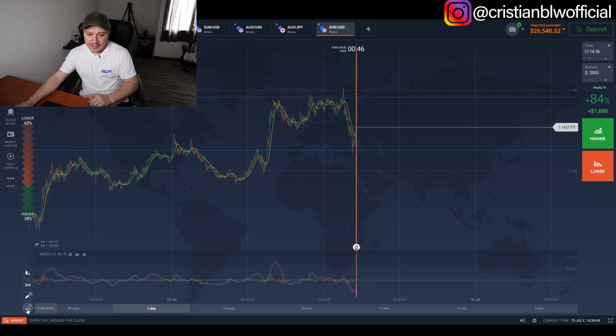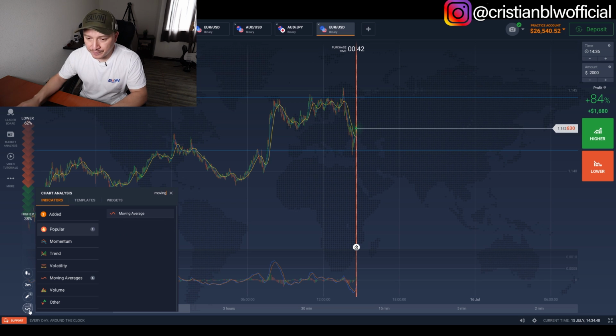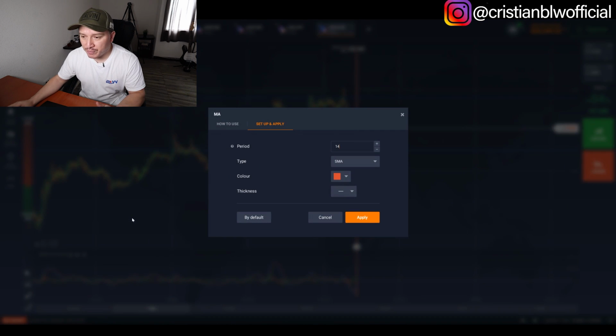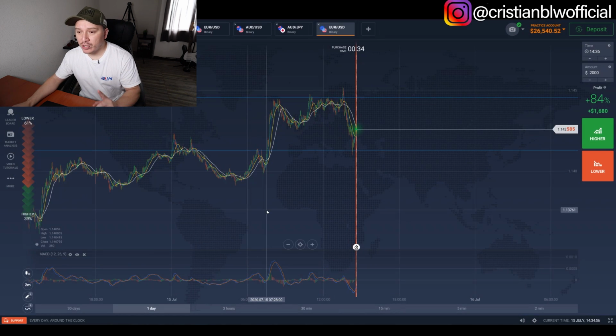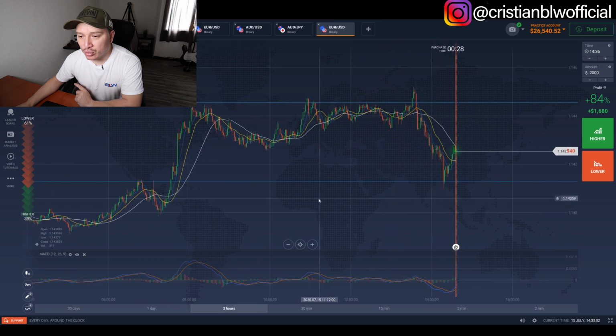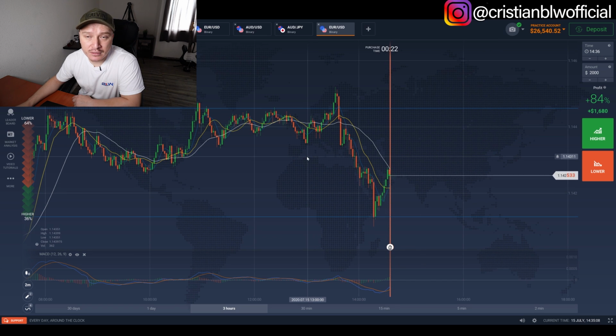The green candles are more likely to be out of the money. How do you identify this? Add an additional moving average. And this one is going to be with a period of 30, and make it white color. This one will let you know what's the trend. Depending on the direction of the white line, that's the trend.